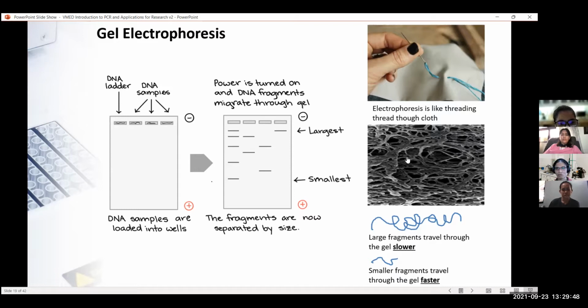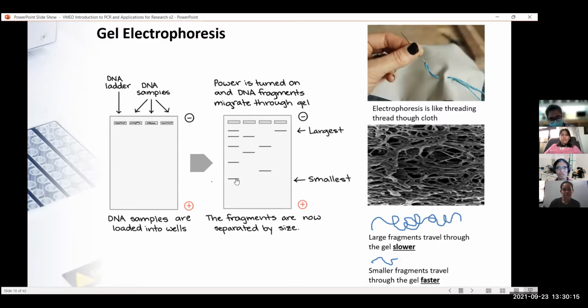So this is a microscopic view of the gel. As you can see, it's like a web. Larger fragments will have a hard time passing through this web, while smaller fragments will have an easier time traveling through this web. So if you have a gel, then you subject this to electrophoresis. The DNA samples that are the smallest, like this one, will travel faster, while the larger ones will travel slower.